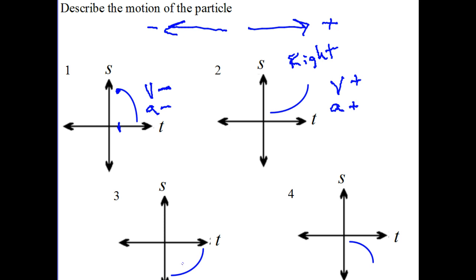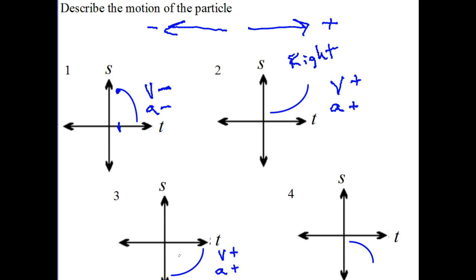All right, number 3. Well, it's a very similar situation. We are still moving to the right, and the rate at which we're moving to the right is increasing because the velocity is positive because we have a positive slope. Acceleration is positive because we're concave up. But the difference here is our starting point.